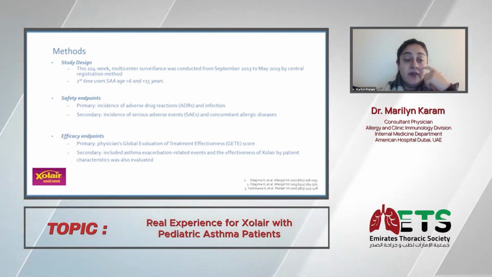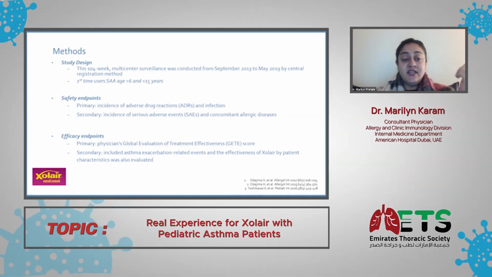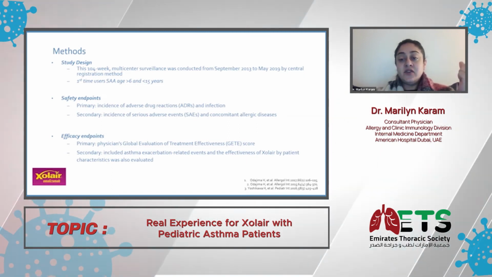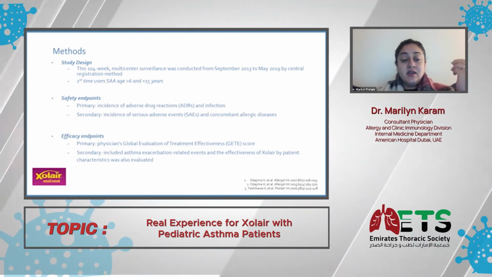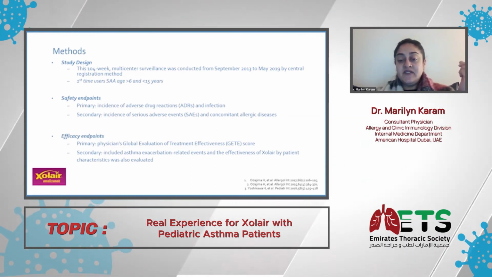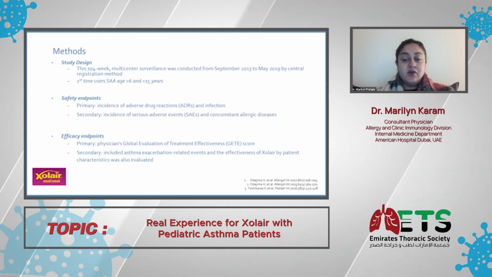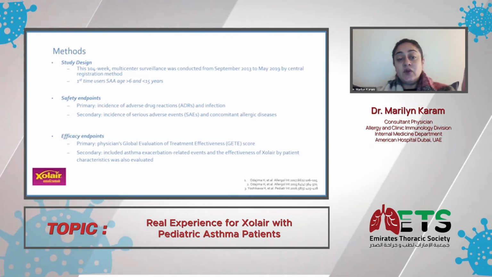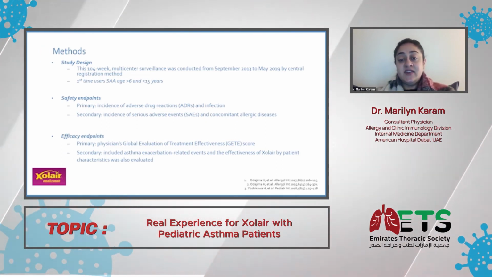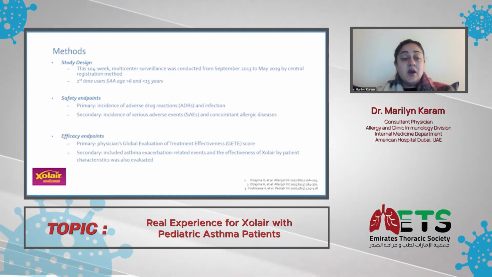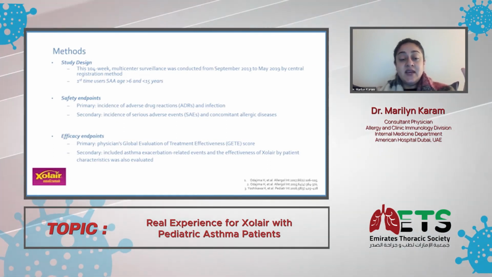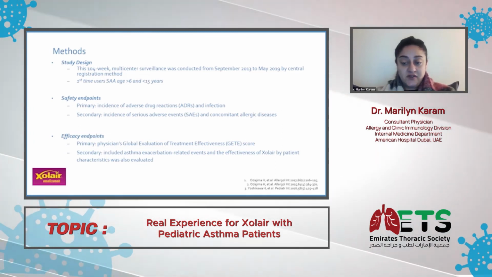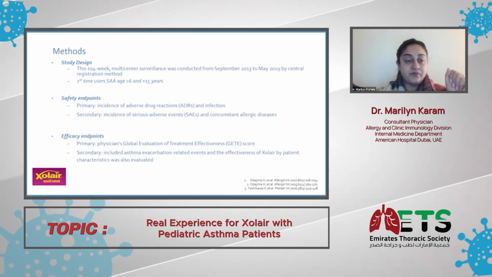There were 2 main endpoints they wanted to look at: safety and efficacy. So the primary endpoints were incidence of adverse drug reactions and infection, and physicians' global evaluation of treatment effectiveness scores. So basically, and I'll talk more about this GET score. The secondary endpoints for safety were incidence of serious adverse events and concomitant allergic disease. And for efficacy, secondary endpoints included asthma exacerbation-related events and the effectiveness of Xolair by patient characteristics.